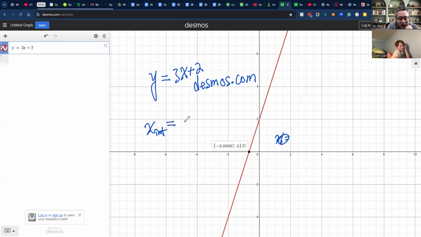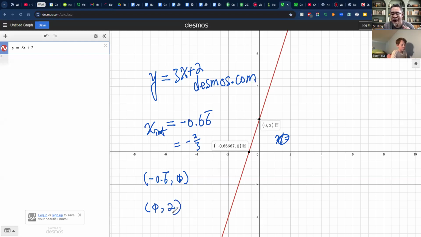That gives us this point, which is 0.66 repeating, so that actually is negative 2/3. The x-intercept is pretty easy to find. Another one is right here, the y-intercept. So we have 2 points. The x-intercept you can write as negative 0.6 bar, and 0. Then the y-intercept is 0, comma 2. Good?